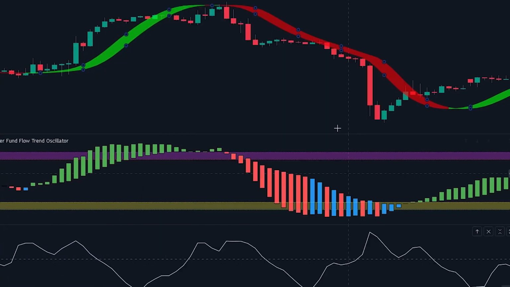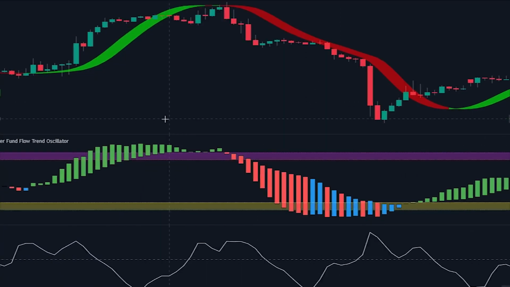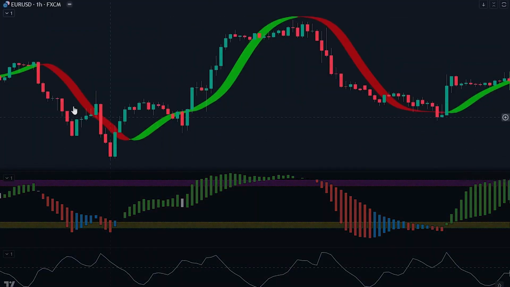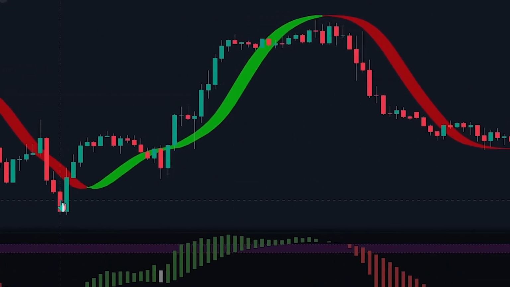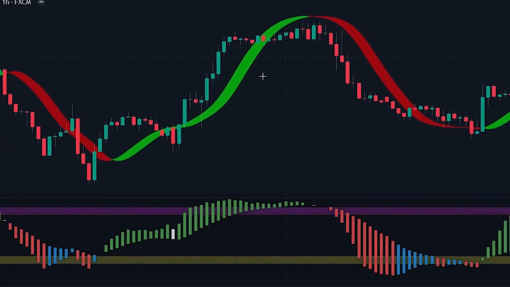Now let's take a look at how we will be combining the indicators. First, we will be using the xauusd indicator to provide insights into the short-term trend. By analyzing the xauusd indicator, we can identify the direction of the market's momentum, helping us determine whether the trend is bullish or bearish.